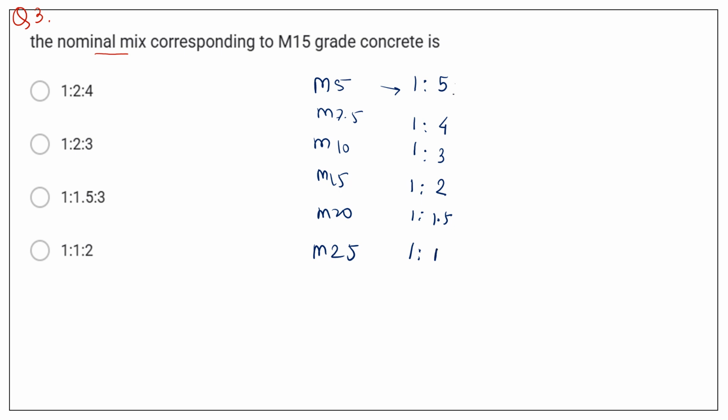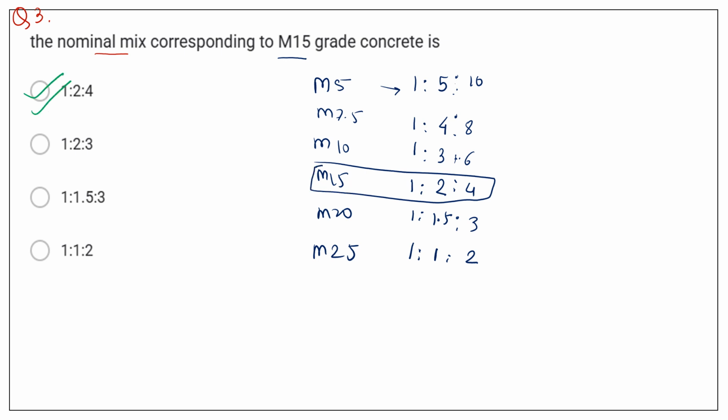Then double the value like this: 5 doubled is 10, 4 doubled is 8, 3 twos are 6, 2 twos are 4, 1.5 into 2 is 3, and 1 into 2 is equal to 2. So these are the proportions for the grades of concrete. Here they ask about the M15 grade. For M15 the proportion is 1:2:4. So option number first is correct. The next question.